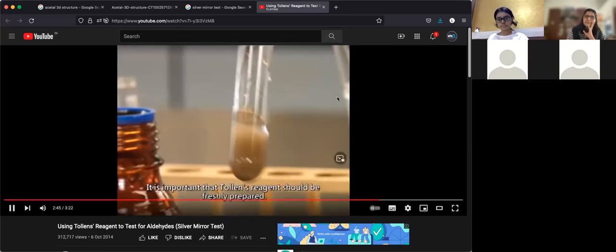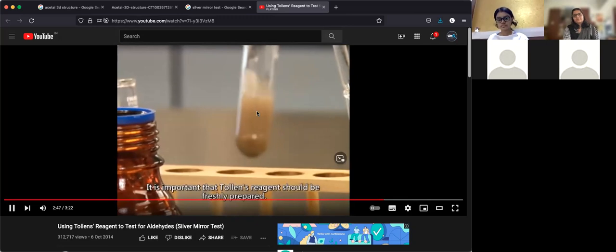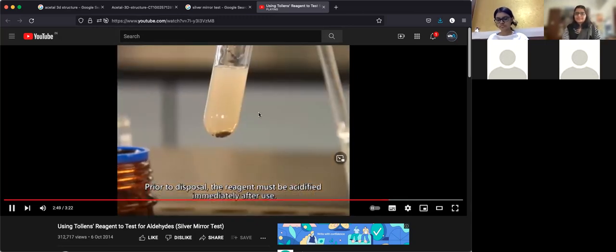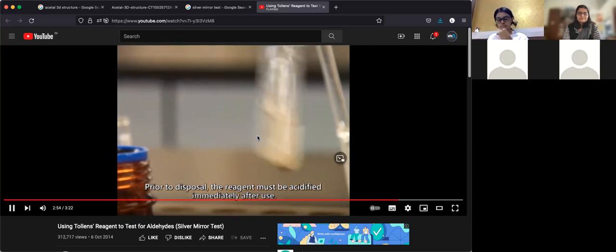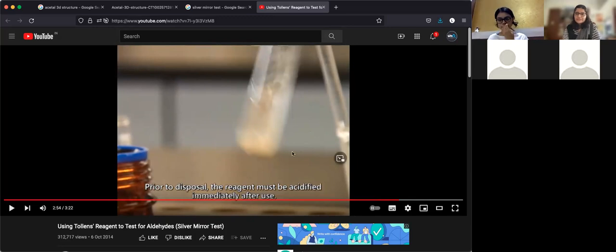It is important that Tollens reagent should be freshly prepared. This is an important point there. Prior to disposal, the reagent must be acidified immediately after use. Disposal techniques. If you were actually doing the reaction, you would need to take all these precautions in the lab.